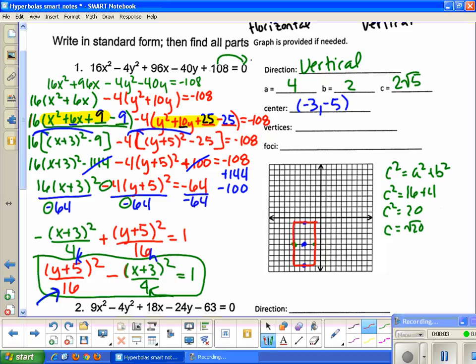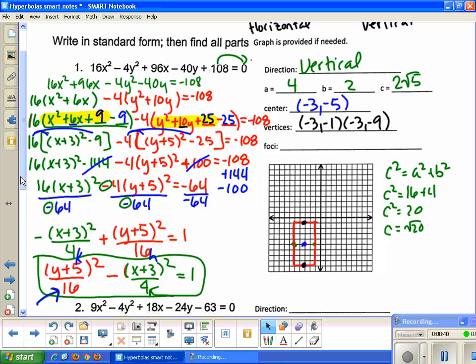Now from that, remember we already know what our vertices are going to be because this is going to be a vertical graph. I know that I have a vertex right here and right here. So that's going to be a maximum slash a minimum because the graph is going to go up and down. So I know my vertices are at -3, -1, and also at -3, -9.